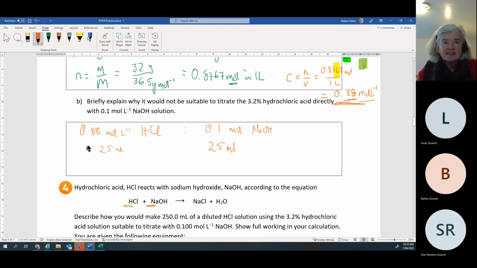Now, can you see that is nearly 10 times the concentration of that? So I'm only going to be using about 3 milliliters of my HCl solution to neutralize 25 milliliters of my sodium hydroxide. Now, you don't have to write it all out like this in this briefly explained part. If you were going for excellence, you would do this at home.